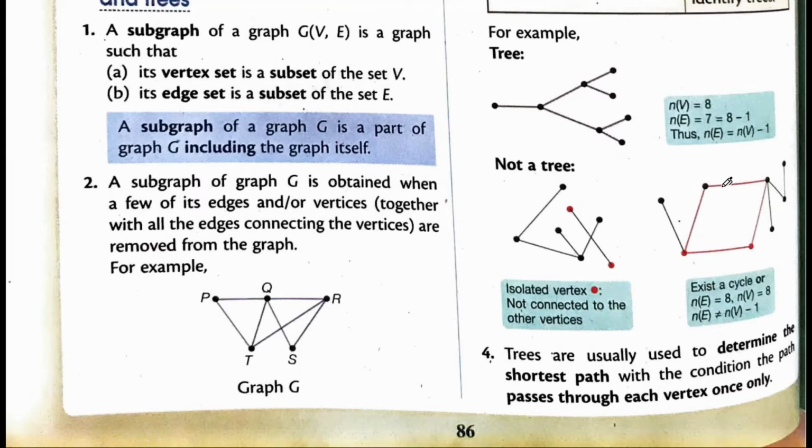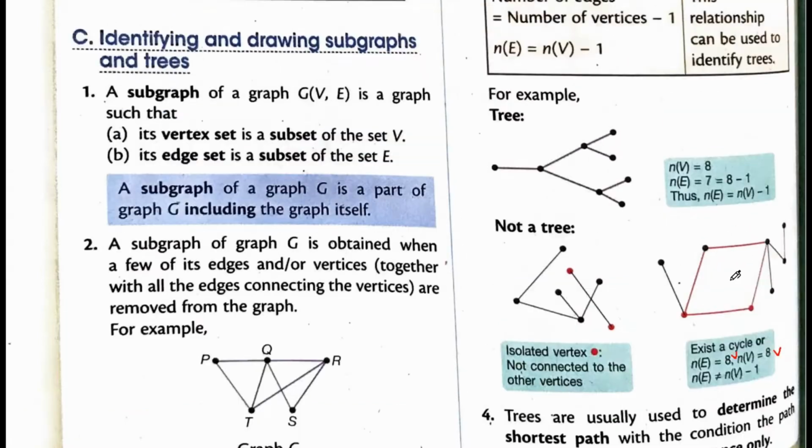So 1, 2, 3, 4, 5, 6, 7, 8. Number of edges equals 8 lines here. And then number of vertices, 1, 2, 3, 4, 5, 6, 7, 8 also. So number of edges must be number of vertices minus 1, which is 8 minus 1, 7. But this one we have 8 edges, so this is not a tree. It does not fulfill this formula.